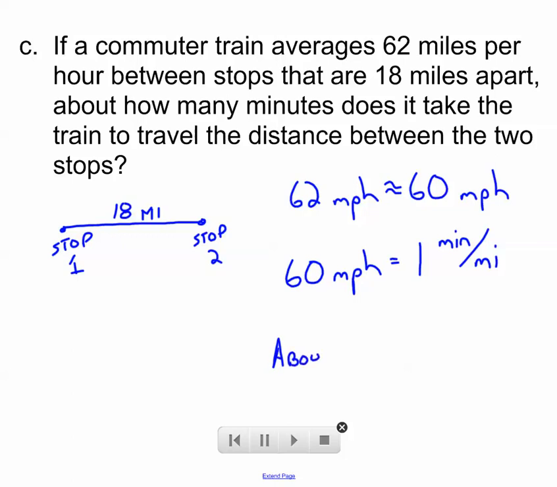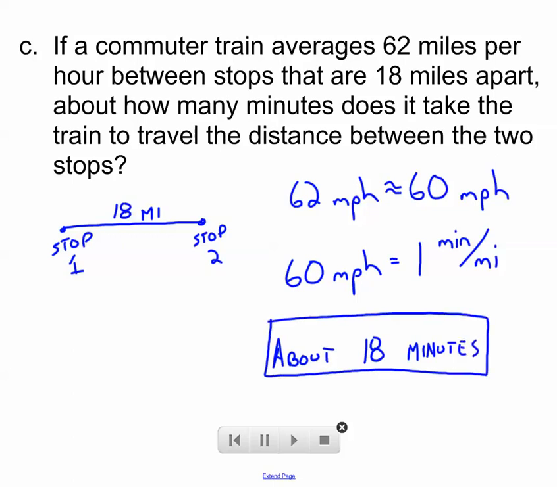Now, we're actually going a little faster than 60 miles per hour. We're going 62 miles per hour. So it's going to be a little bit under 18 minutes, but close enough. And if you're driving down the highway at 60 miles per hour, you can figure about a minute for every mile that you travel. If you're going 70 miles per hour, a little bit faster than a minute for every mile. 50 miles per hour, a little bit slower than a minute for every mile.